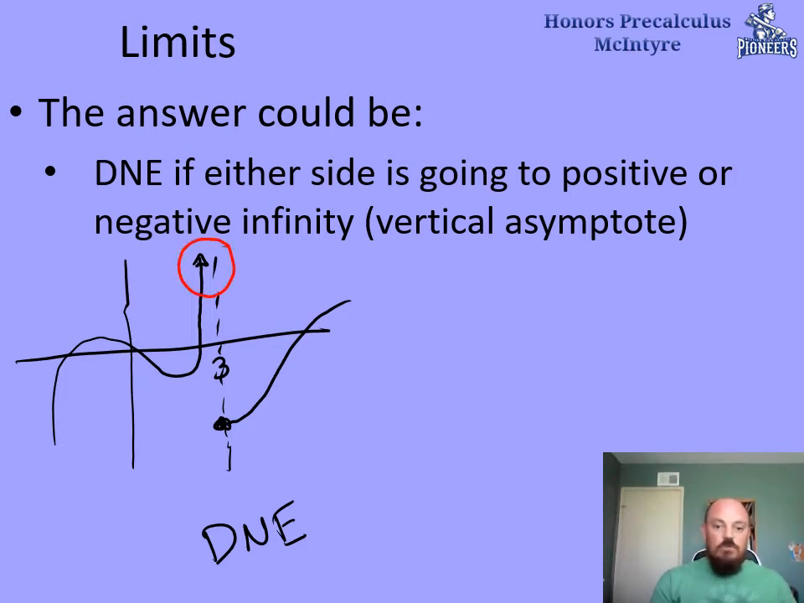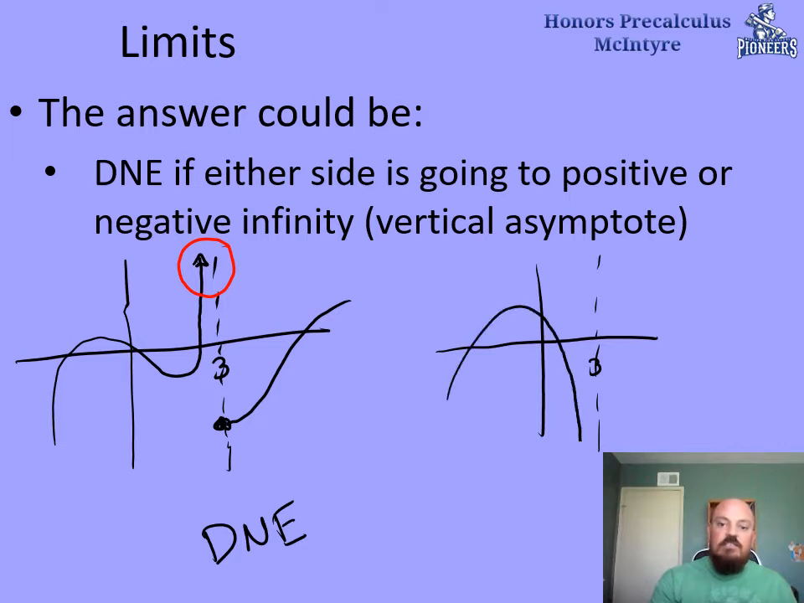or the same one, let me draw another one real quick. Let's say you have a similar picture, but it's turning down. You have that arrow pointing down. You have that picture right there. If you have either one of those, then the answer is does not exist. That's a vertical asymptote is what we call it.